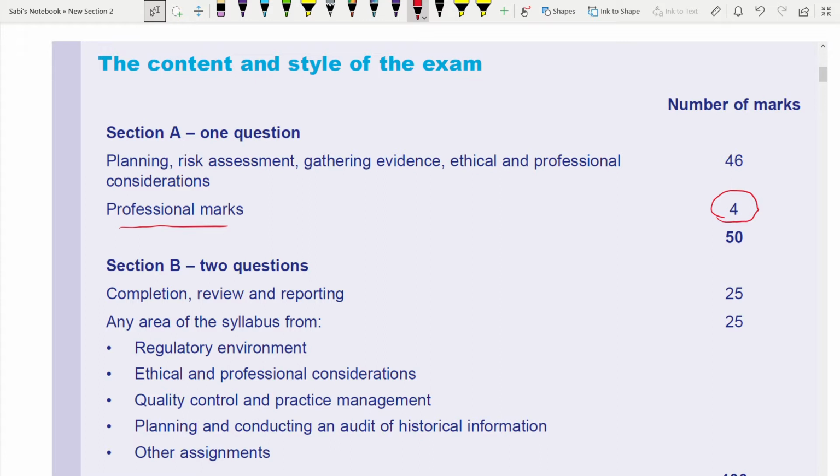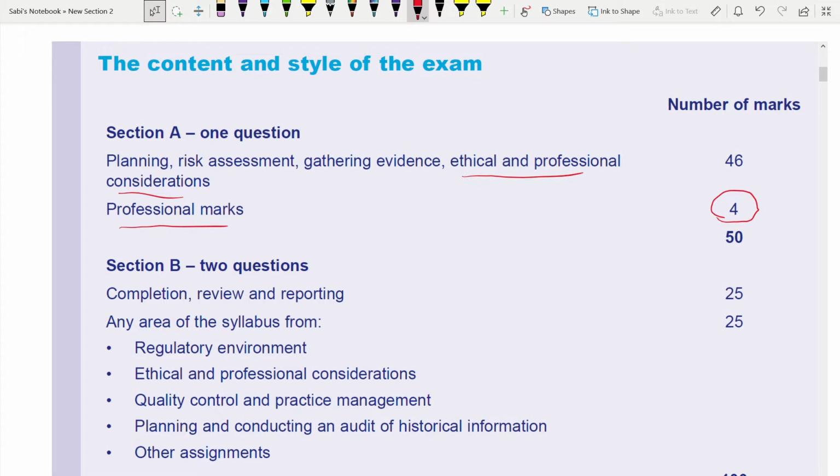These are some areas that you will be tested on in question 1: planning, risk assessment, gathering evidence, and ethical and professional considerations. This will always be there. Ethics is so important. It is there in all the ACCA papers, especially the professional papers. All the professional papers have ethics in them.